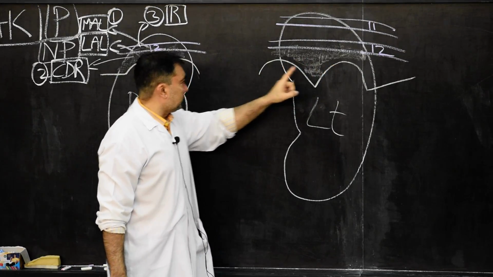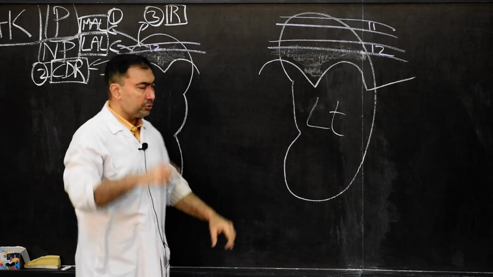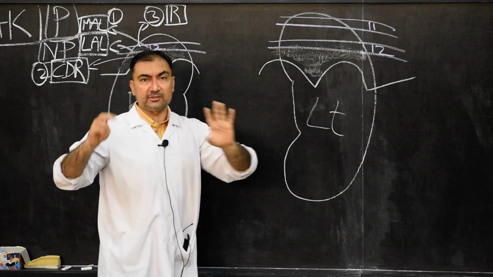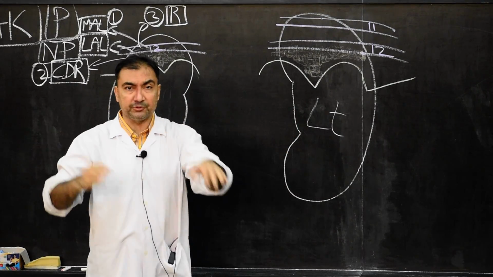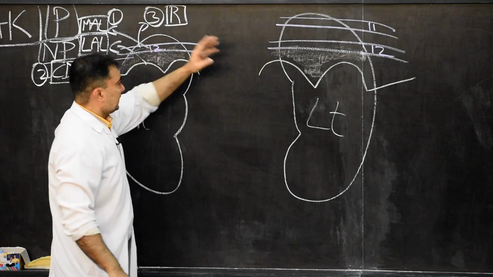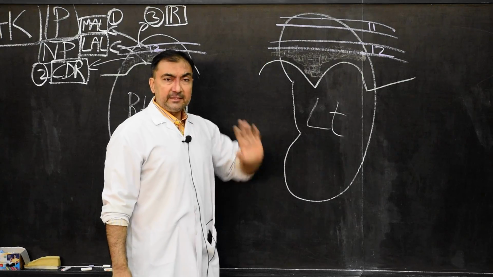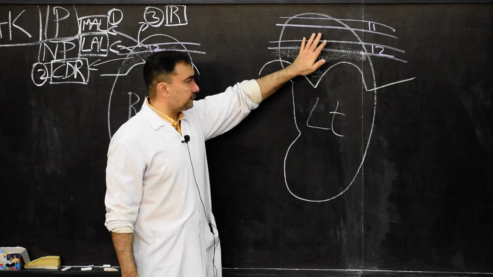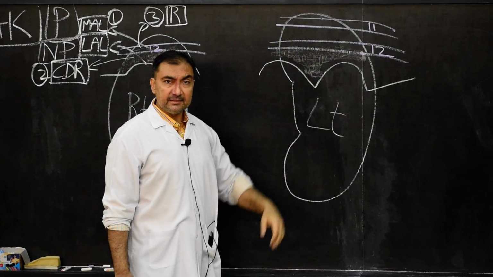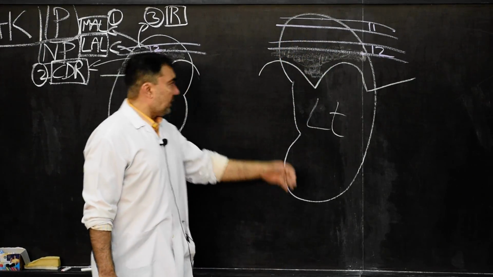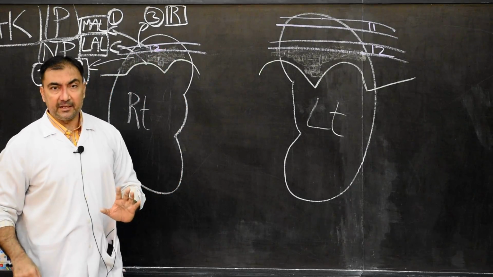Diaphragm taking origin from the medial and lateral arcuate ligaments. Point number 2, costodiaphragmatic recess of their respective sides. And point number 3, ribs. Now these ribs are the 11th and 12th ribs in case of the left side kidney, and the 12th rib only in case of the right side kidney.